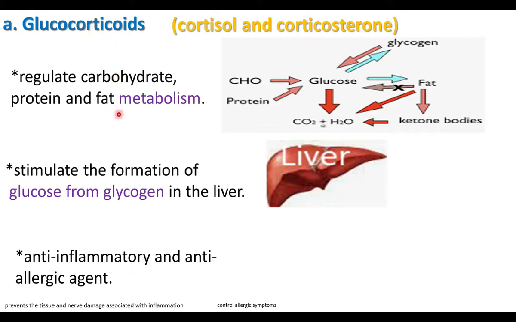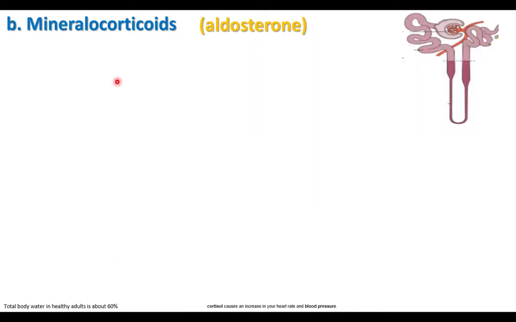Glucocorticoids maintain metabolism. They involve in the formation of glucose from glycogen, and they function as anti-inflammatory, anti-allergic agent. They stop inflammation and allergy, so they prevent tissue damage and nerve damage. So now let us see the functions of mineralocorticoids.